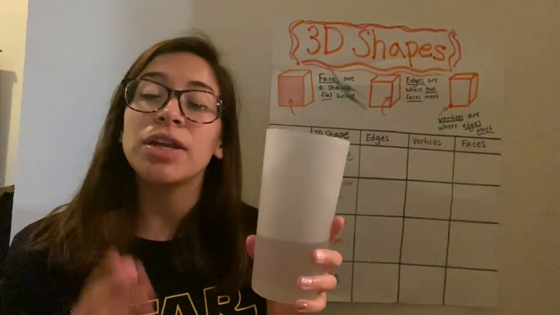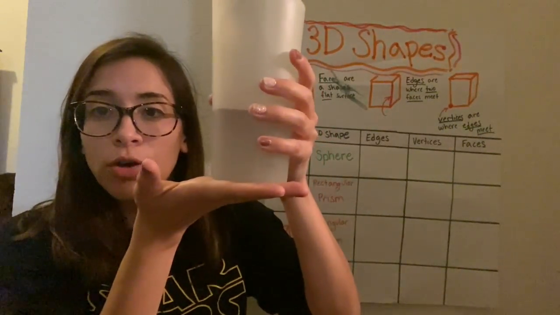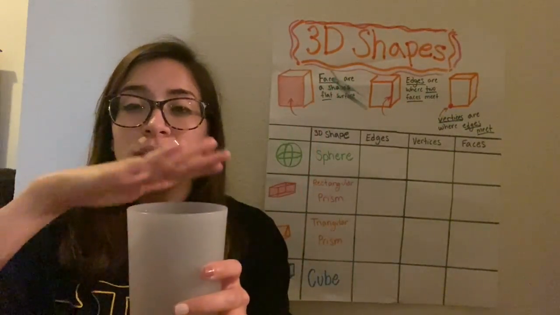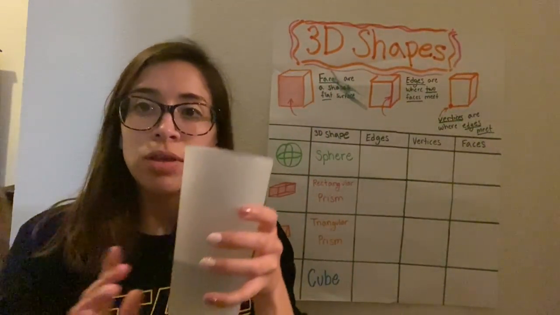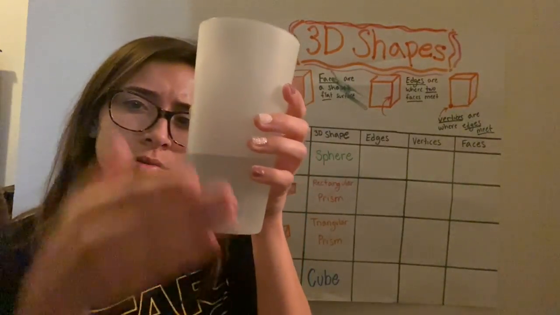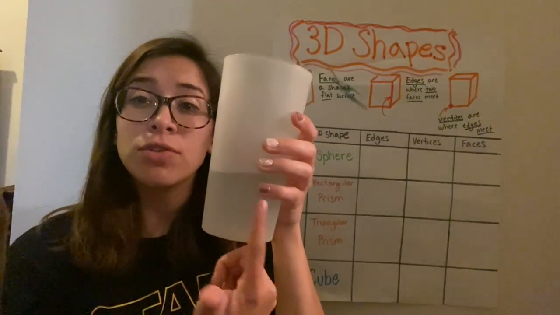First things first, let's find the faces. A face is a flat surface. Well, the first one I know is the bottom because that's where I rested it on a table. So here's 1. If I had a lid, this would be 2. Would this be a face? Is it a flat surface? No, it's a curved surface.